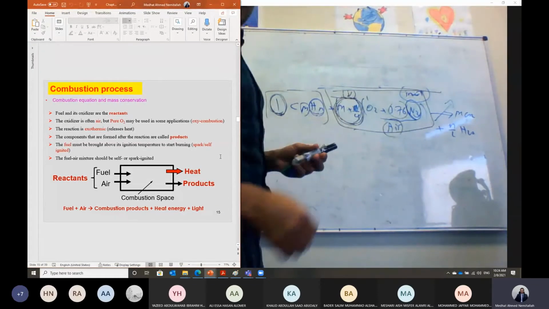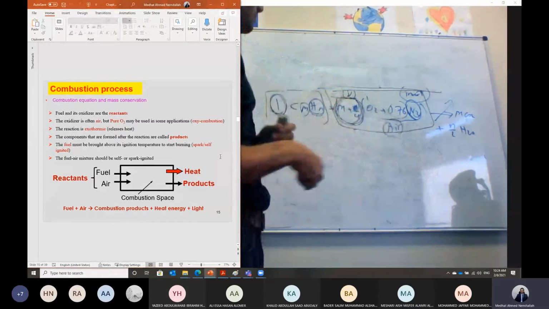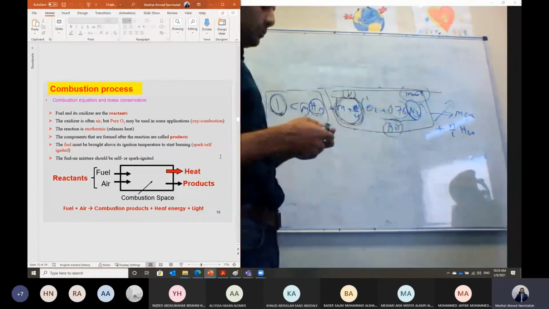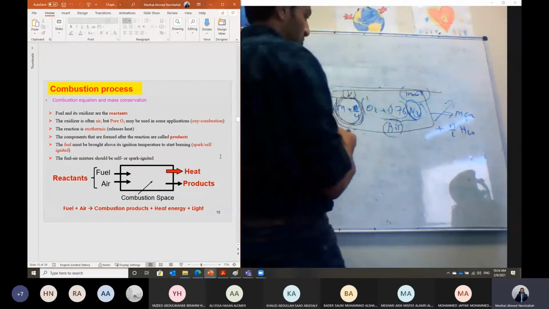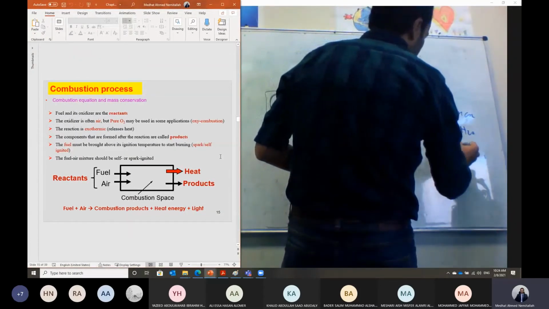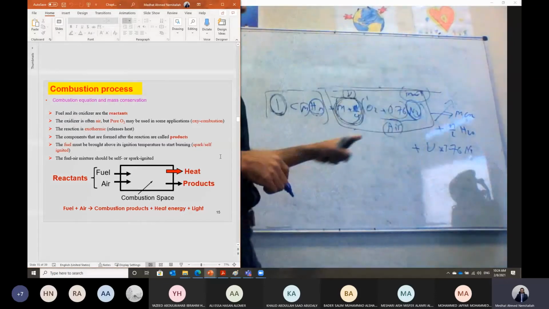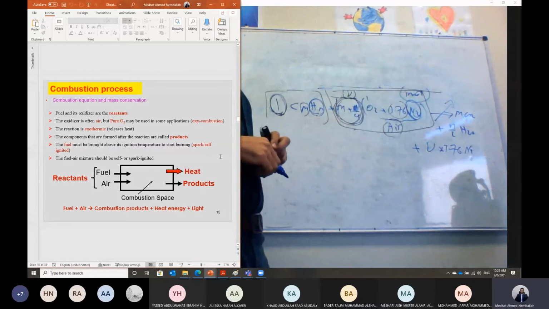So in this case, we have to add more air in order to make sure that all of the fuel will be converted to the combustion product. Here the combustion product, plus gamma multiplied by 3.76 N2. This is the complete equation for the theoretical combustion of air.